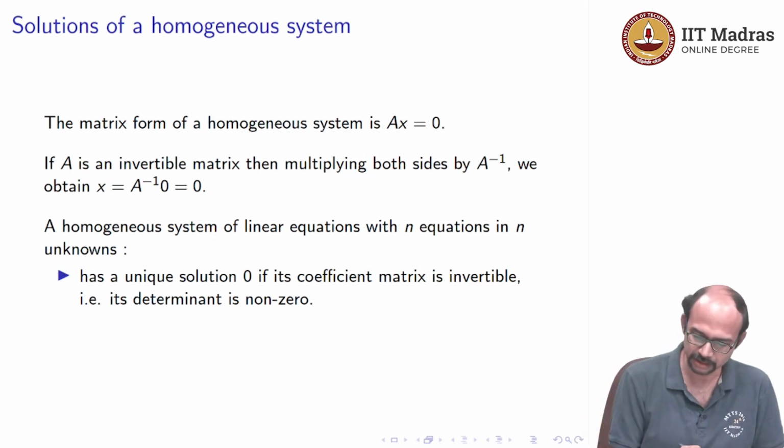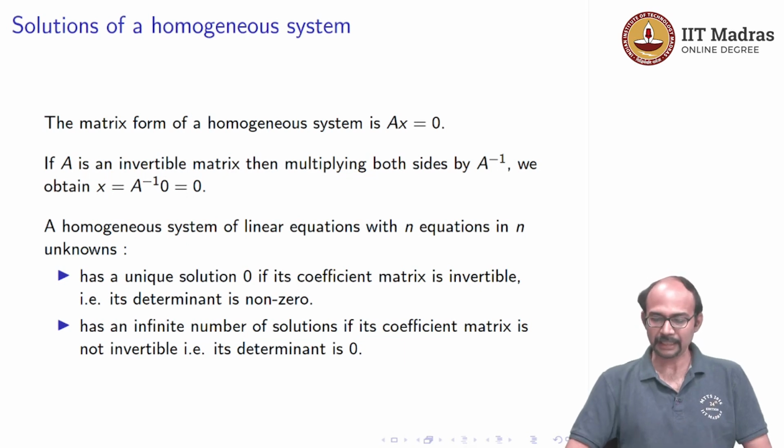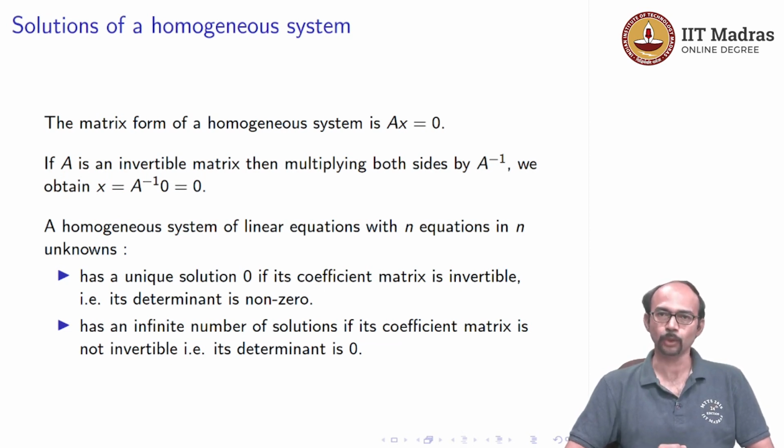So, that is the same as saying its determinant is non-zero, and here is something extra. It has an infinite number of solutions if its coefficient matrix is not invertible. Okay. So, that means its determinant is 0. So, now we know explicitly that if you have n equations in n unknowns and your system is homogeneous, so you are solving Ax is 0, if the determinant of A is non-zero, then the solution is A inverse 0, which is 0, and if the determinant is 0, then you have an infinite number of solutions.